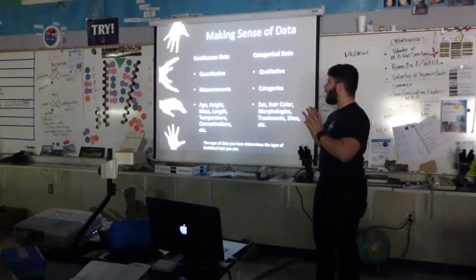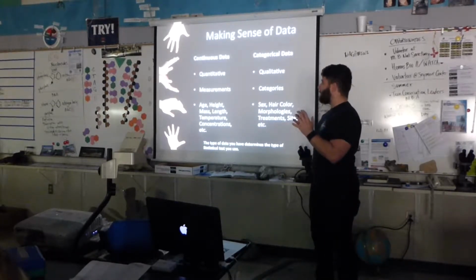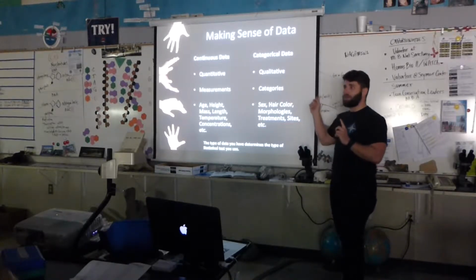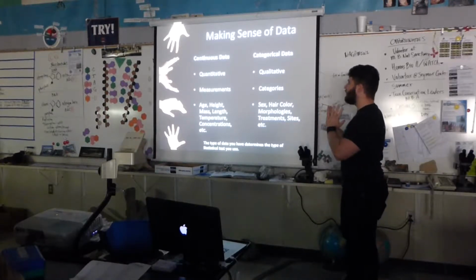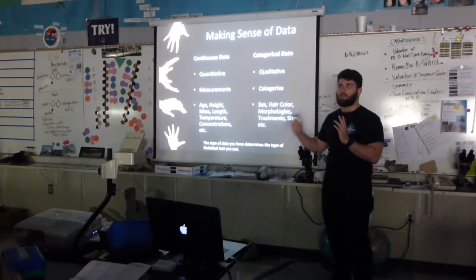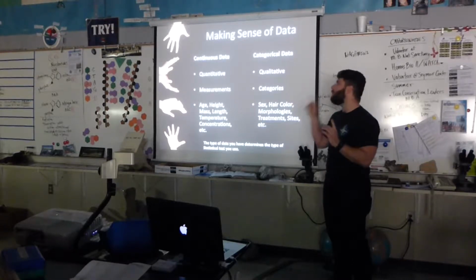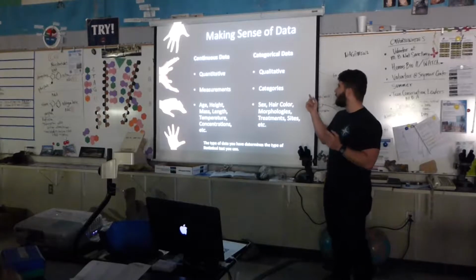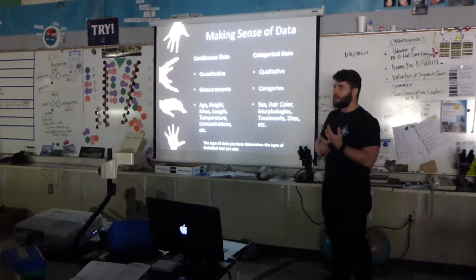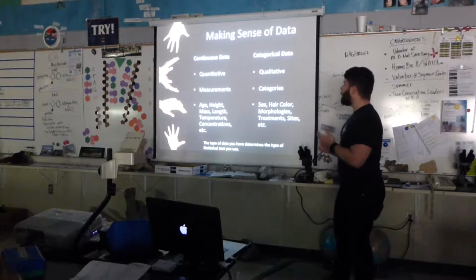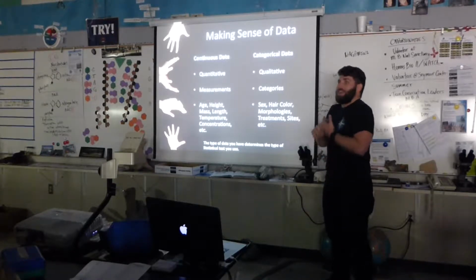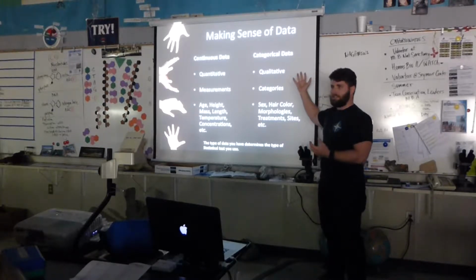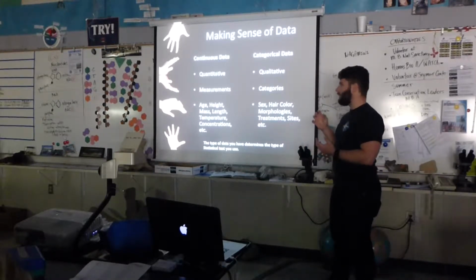So to make sense of data, there's two types. You have either continuous data or categorical data. All right, and they're different. Continuous data, you guys talked about the other day. I remember hearing it when we were doing the graph out by the flagpole. It's quantitative. Whereas when you have categorical data, it's qualitative. Another way to look at it, continuous data is usually measurements, whereas categorical data is categories. It makes sense. Another term for categorical is also discrete data.